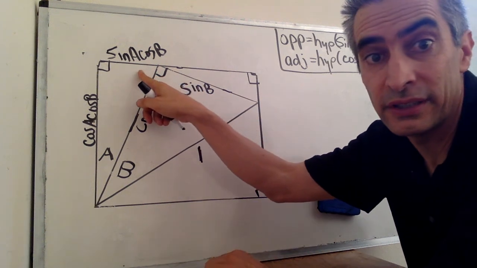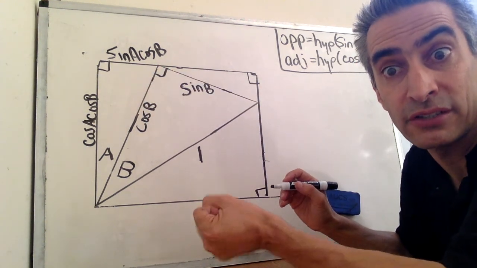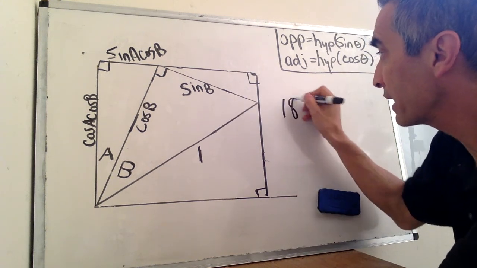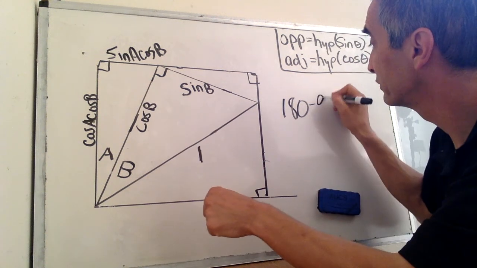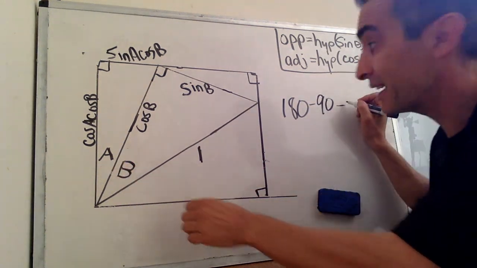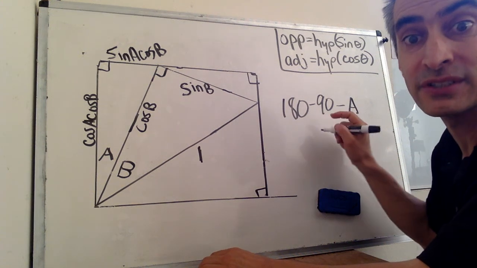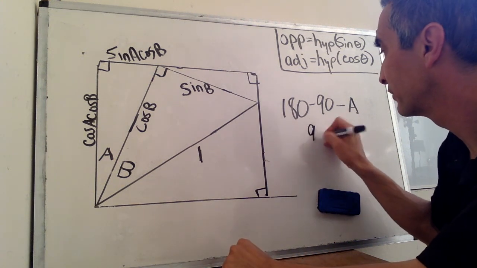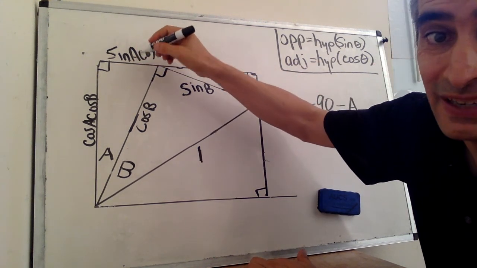Well, this angle is going to be, as we know, in a triangle there's 180 degrees. So this is going to be 180 minus 90 in a right triangle, minus A, which comes down to 180 minus 90, which is 90 minus A. So this angle right here can be defined as 90 minus A.